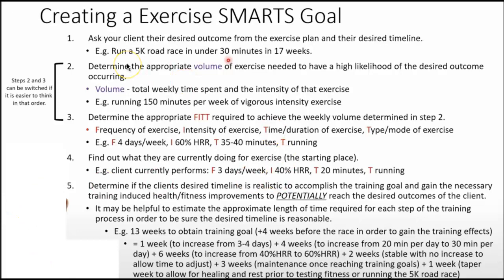Creating an exercise goal. So this is the actual conversation here. So ask your client what their outcome is. Determine the volume of exercise that is going to give them that desired outcome. Example, 150 minutes a week. Determine the appropriate frequency, intensity, time, and type. Then finding out what they are currently doing to see what they're starting with. And then making a realistic approach here. 13 weeks, 4 weeks before a race to get those training effects. Those are just some examples there.